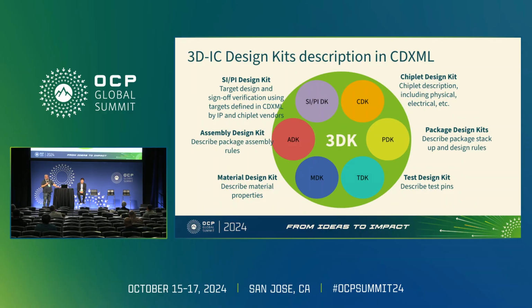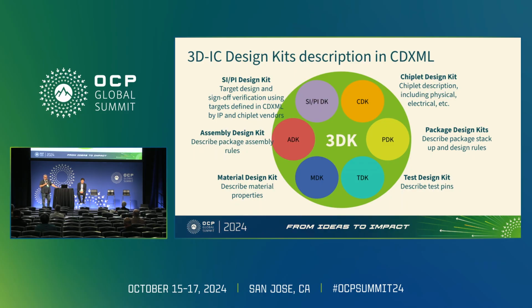Then we have the assembly design kit. That is one critical piece in being able to put chiplets together. The assembly kit would have rules about bump patterns, spacings, die-to-die spacing, die-to-edge spacing, and so on. The idea is when you are planning your system and you want to put chiplets together from different vendors, you can create a floor plan that would actually work.